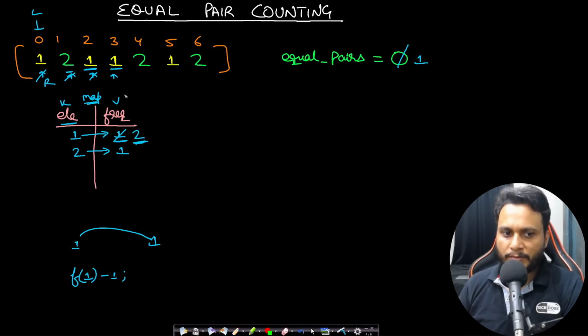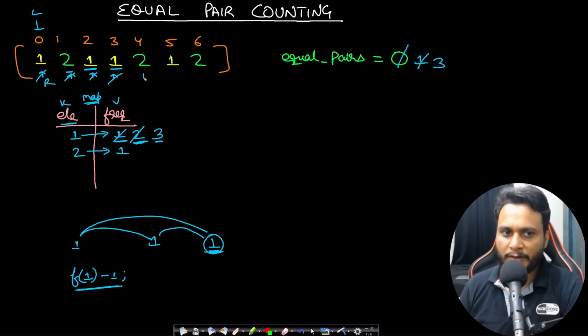Now when you look at this one, the frequency is increasing to 3. Now since you are adding another one and the frequency became 3, that means there are two ones to the left hand side already, and how many pairs will they form with this newly added one? They will form 2 pairs. That is calculated by the frequency of 1 minus 1, which is 2. So the equal pair count will increase.